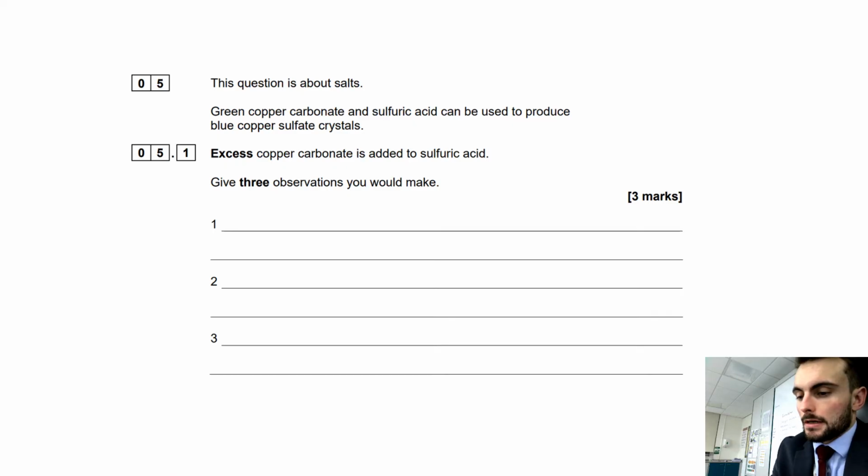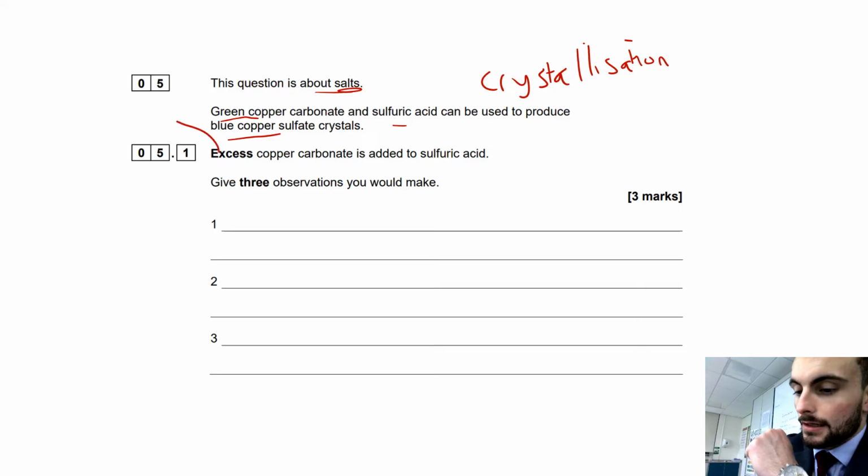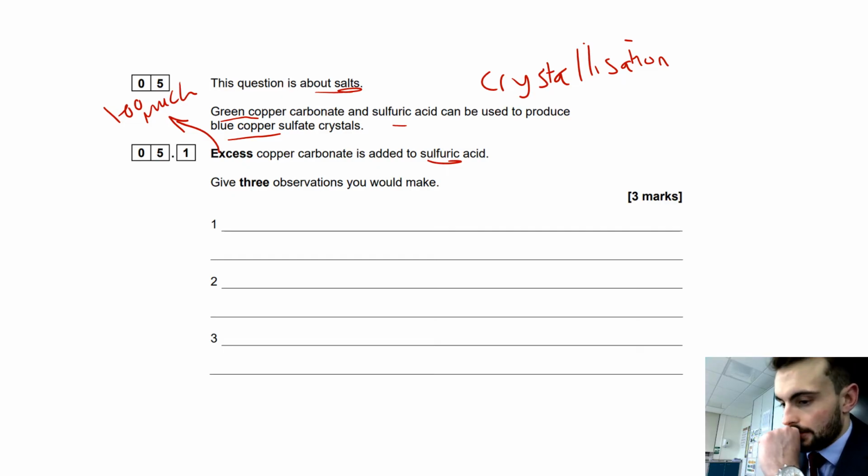This question is about salts. So we've got green copper carbonate and sulfuric acid can be used to produce blue copper sulfate crystals. So we're thinking about crystallization already. Excess copper carbonate is added to the sulfuric acid. That just means too much. So that means we've got all of the acid has reacted and we've got excess copper carbonate left over.